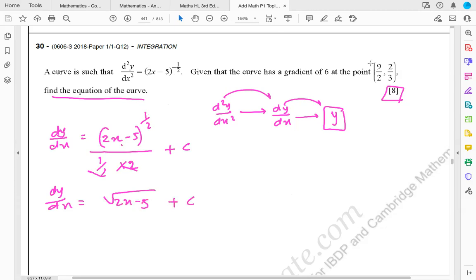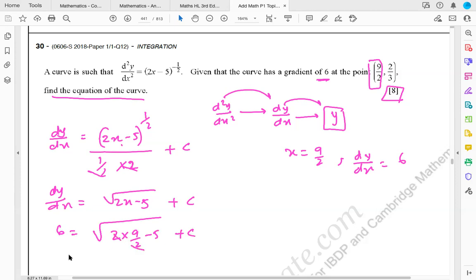Now, since they have given that at x equals 9 over 2, the slope is 6. So plug x as 9 over 2, and the gradient is 6. So dy by dx is 6. So you're going to plug dy by dx is 6, and this is root of 2 times 9 over 2 minus 5 plus c. So this gets cancelled. So 6 equals root of 4 plus c, and root of 4 is nothing but 2. So 6 equals 2 plus c. So c is nothing but 4.